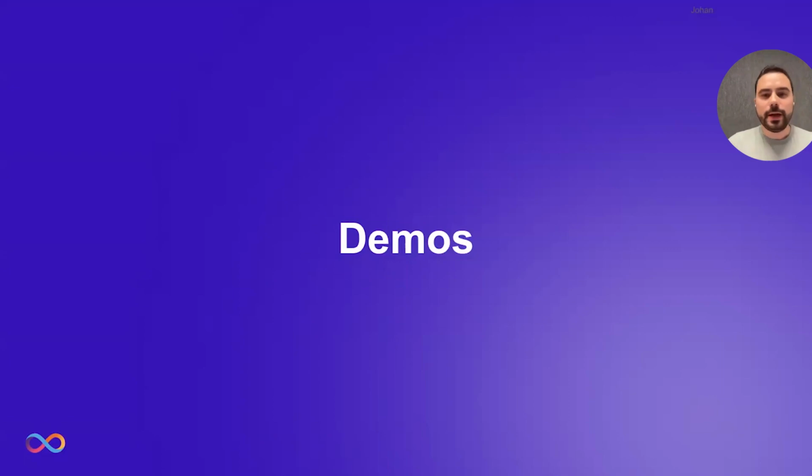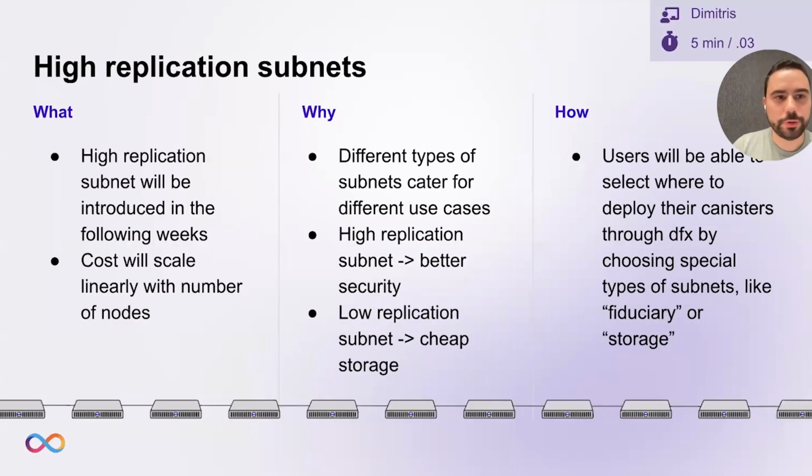Yeah, thank you, Jan. Hi, everyone. I'm Dimitris from the execution team, and today I'm going to show you how you would be able to choose to have your canisters created on a high replication subnet. So a quick recap: a high replication subnet that will be available to users will be introduced in the following weeks. The cost of it will scale linearly with the number of nodes.